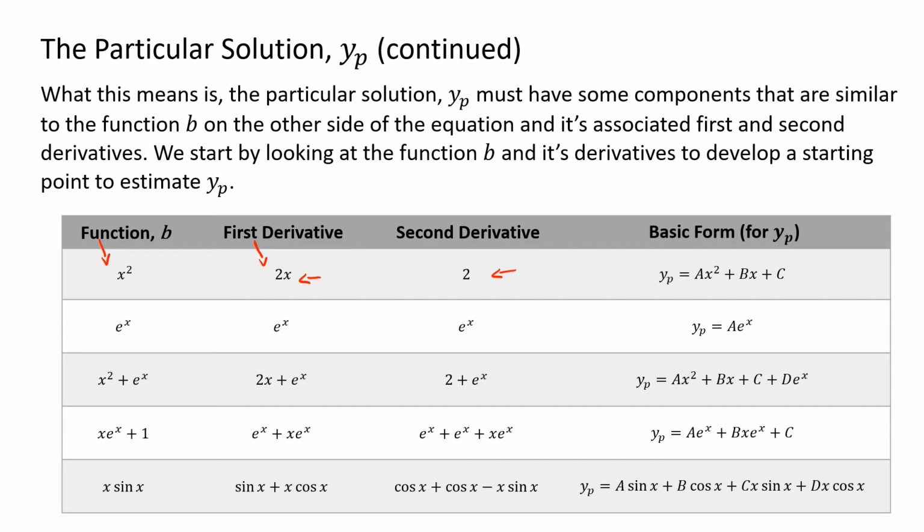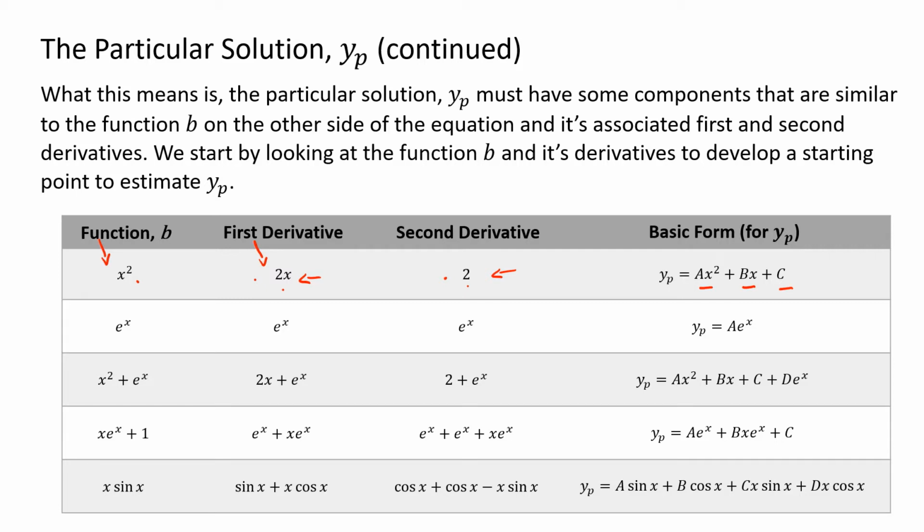And so your particular form has to include each one of these: the x squared function, the x function, and the constant. So your general form is a times x squared, because we don't know what a is, plus b times x plus c. If the same function is there more than once, as you'll see in the next example, you only include it once. You don't include it more than once.